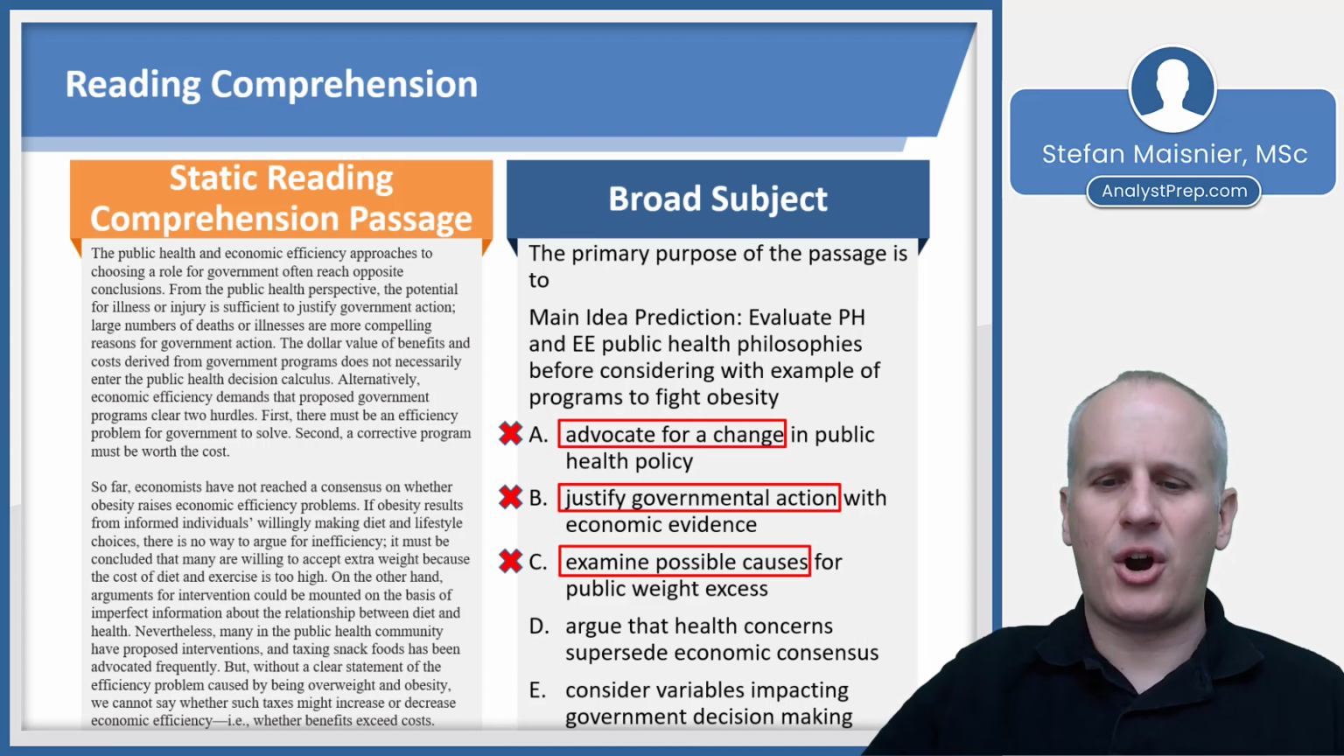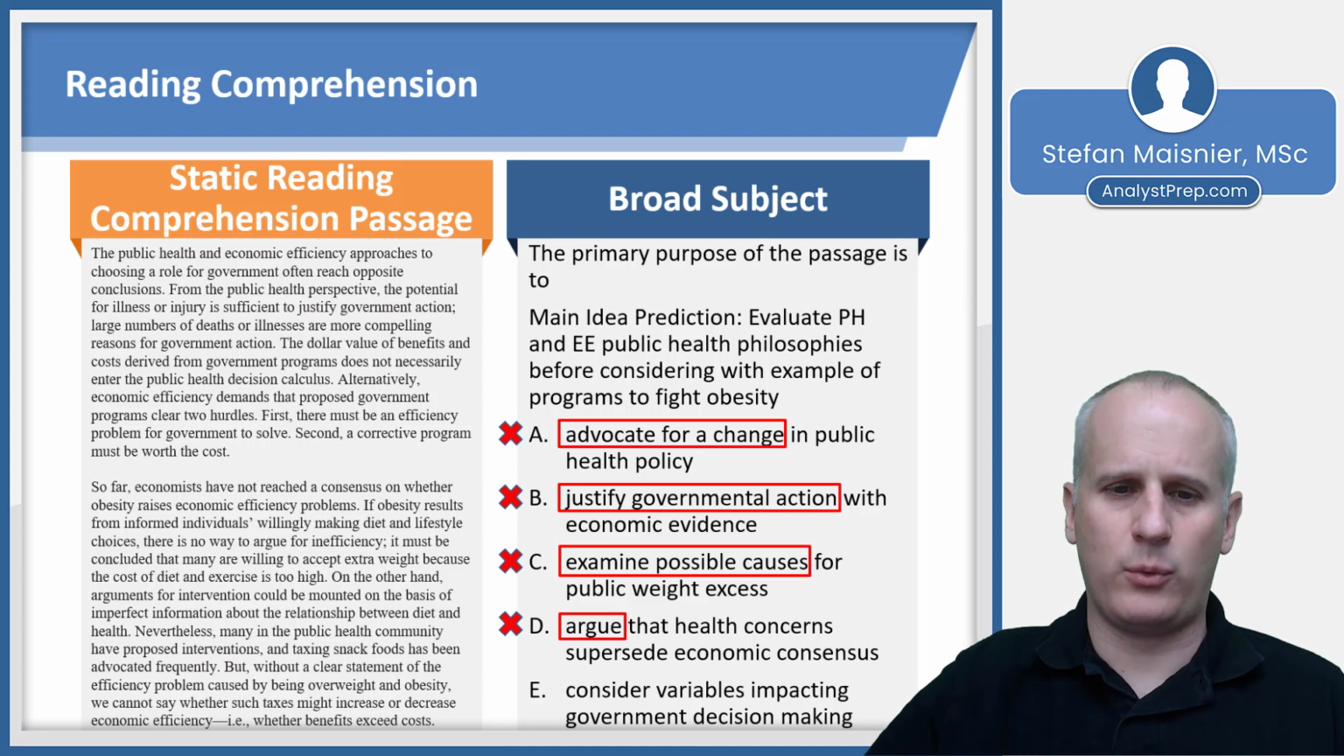Then choice D, argue that health concerns supersede economic consensus. So there's no argument here again. And the author is not on either side in terms of whether the economic or the public health should take primacy. Now, you may also say, I don't know what supersede means. If you don't know what supersede means, you have to put a question mark next to this one.